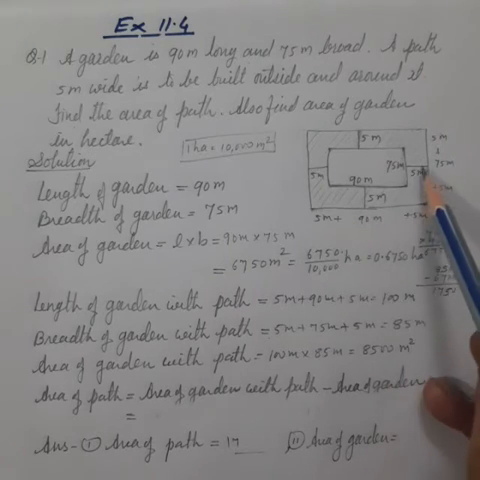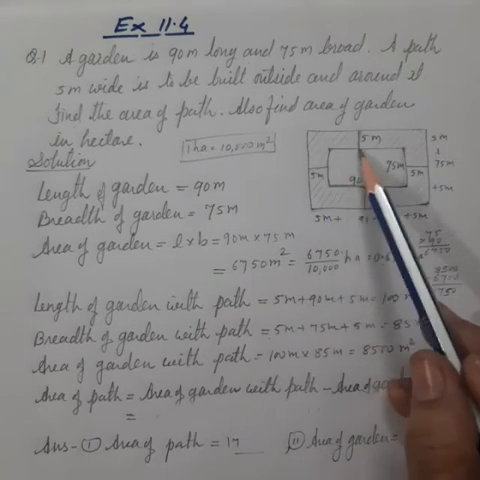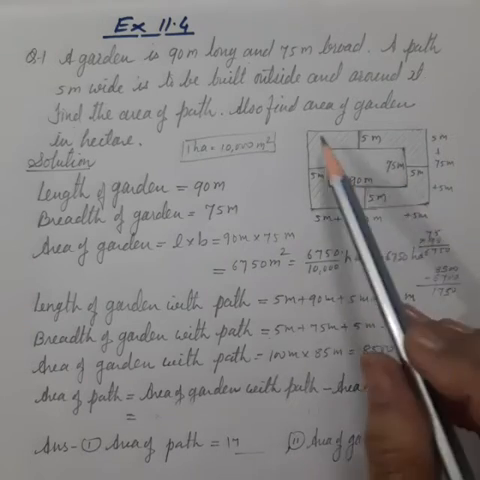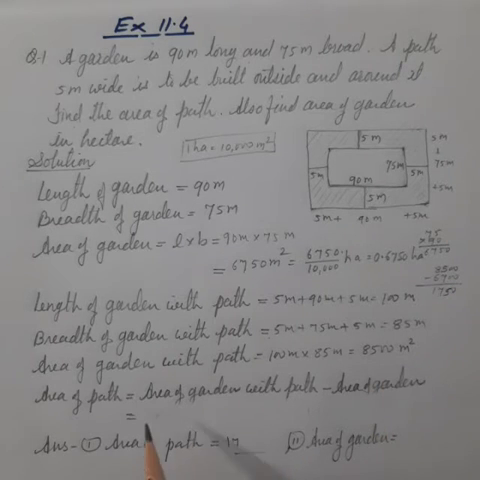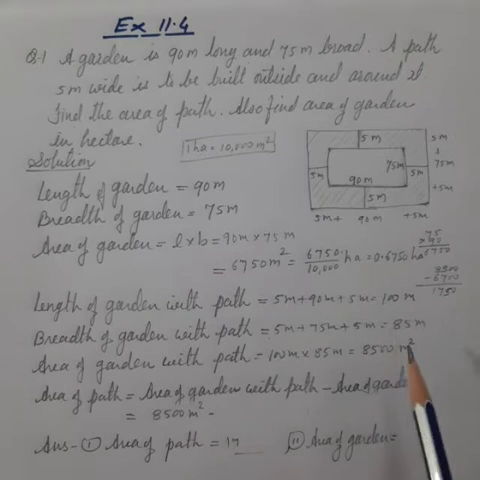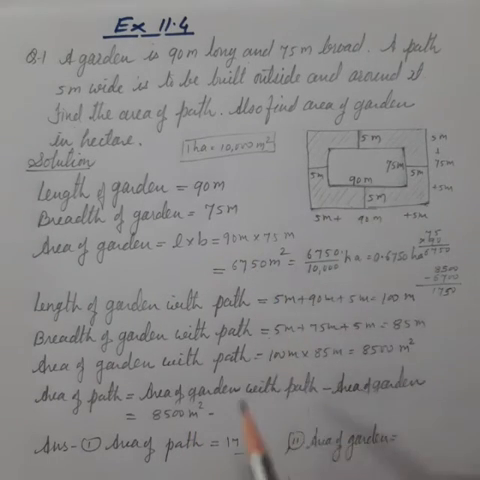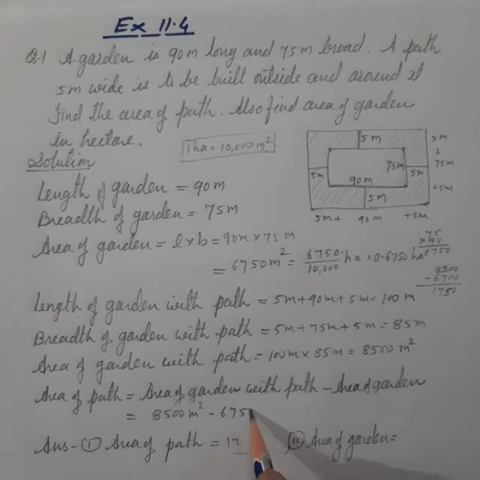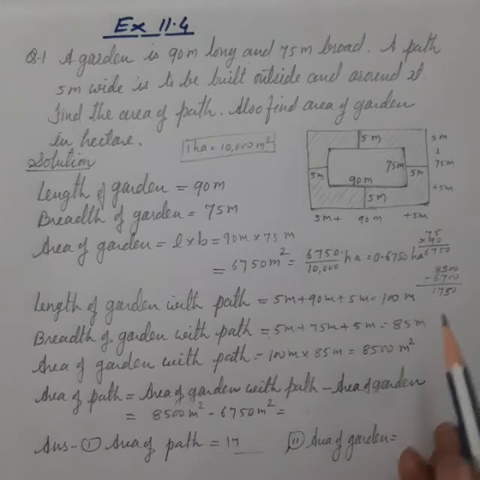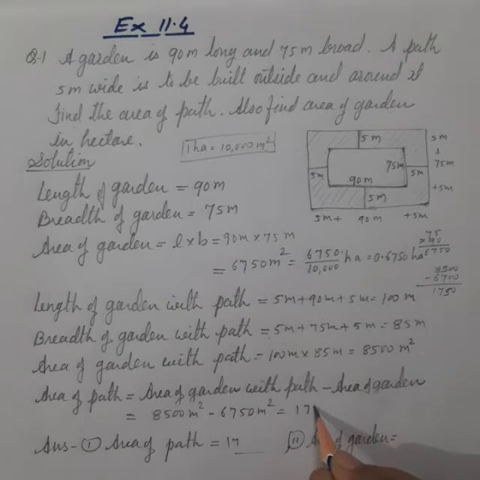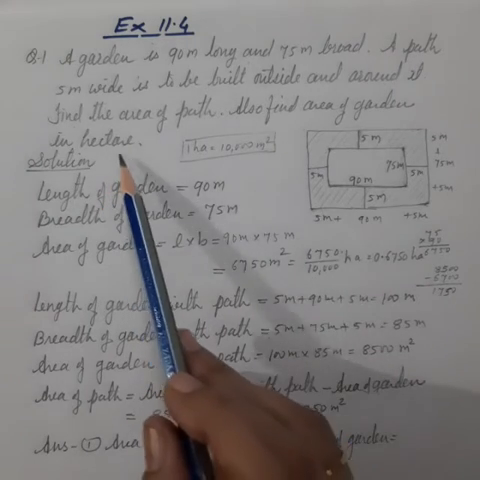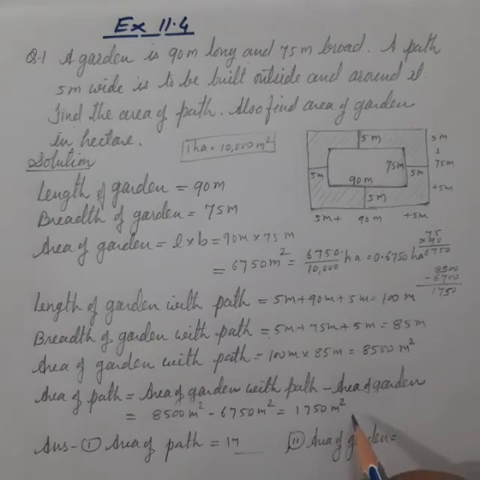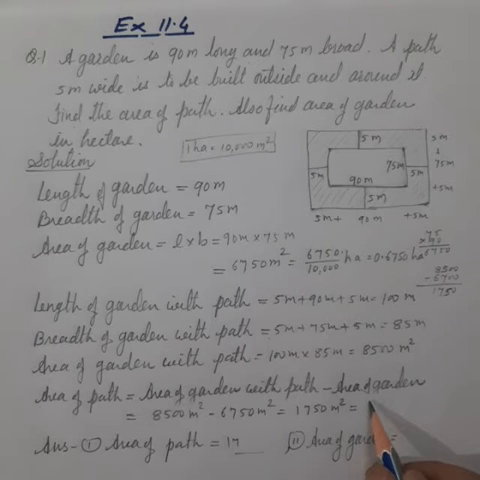Now to find the area of the path, we have to subtract the area of the inner rectangle from the area of the outer rectangle. Area of the outer rectangle is 8500 square meters and area of the inner rectangle is 6750 square meters. Subtract this, we get here 1750 square meters. But we want this area in hectares and convert square meters into hectares. Divide by 10,000.